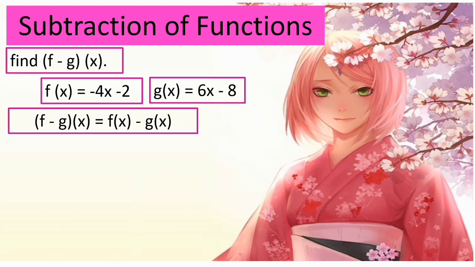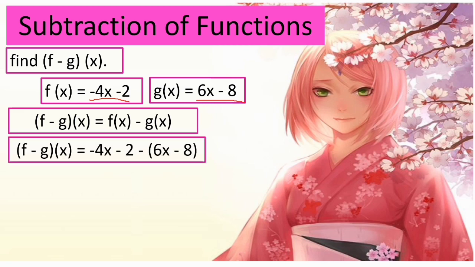So, isa-substitute lang natin yung given function na negative 4x minus 2 para sa f of x and 6x minus 8 para sa g of x. So, magiging ganito siya. Sabi ko, lagi i-group yung nasa last part. Kumbaga, yung g of x magiging the quantity of 6x minus 8, kasi nga, isang function lang yan. So, bakit importanteng lagi natin siyang group pag sinasubstitute natin? Tingnan natin kung bakit.